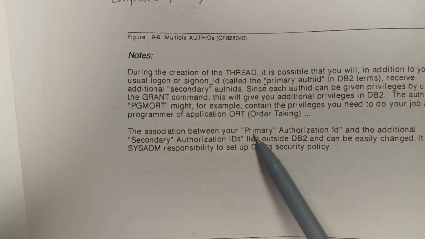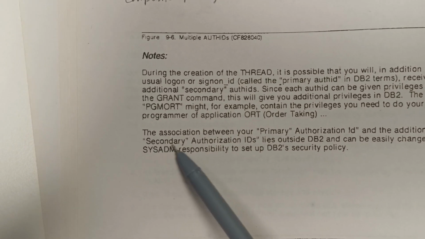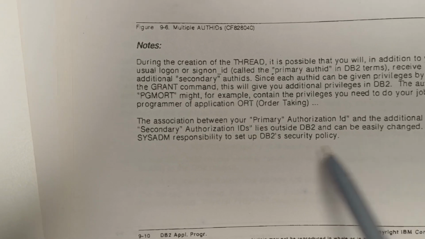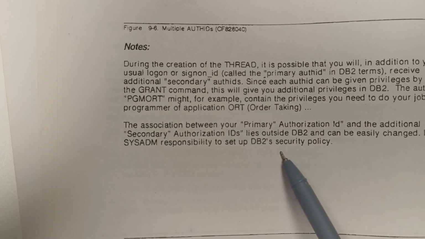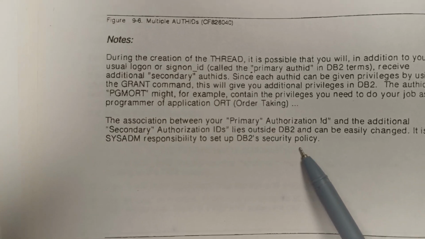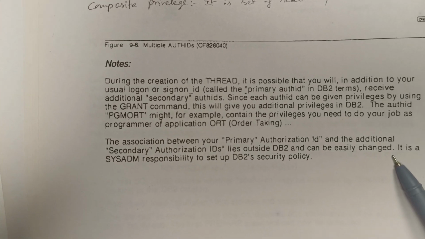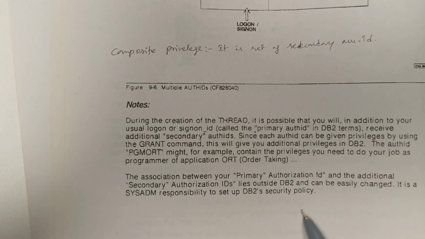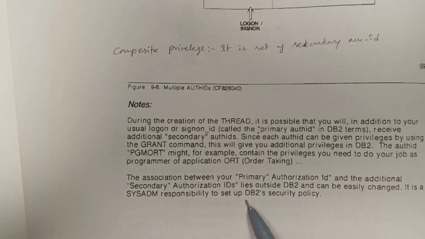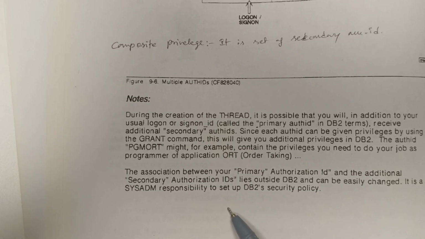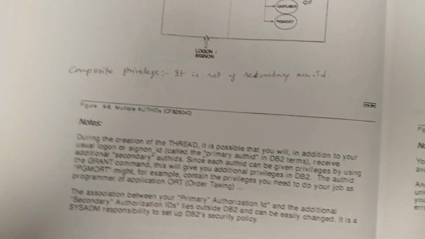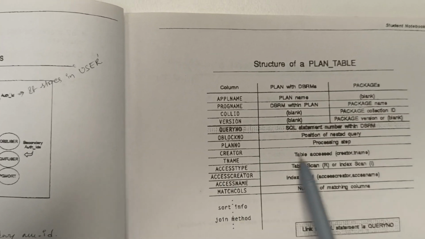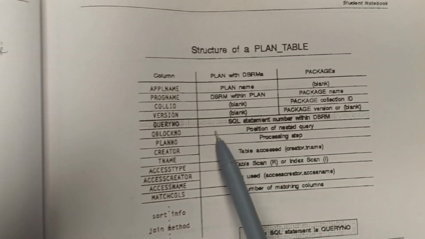The association between your primary authorization ID and additional secondary authorization IDs lies outside DB2 and can easily be changed. It is the system admin's responsibility to set up the DB2 security policy. You don't have to take care of that as a developer. Only the DB2 system admin can manage the access privileges for the secondary user and primary user. And this is the structure of the plan table.